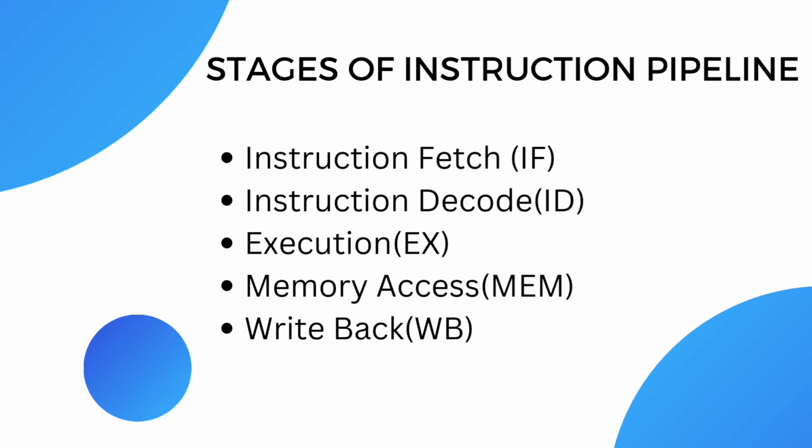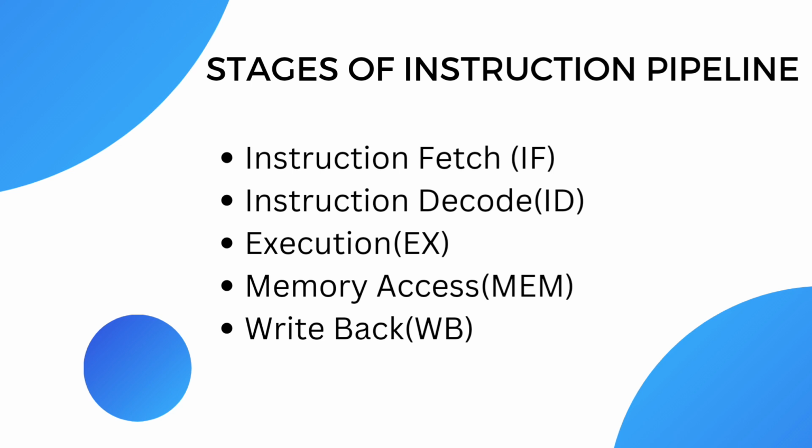And I will be explaining the stages of instruction pipeline. Detailed explanation for each stage of the instruction pipeline. Instruction fetch. In this stage, the processor fetches the next instruction from memory. The address of the instruction to be fetched is determined by the program counter register. The processor sends a memory read request to fetch the instruction from memory. The instruction is then stored in the instruction register so that it can be decoded in the next stage.